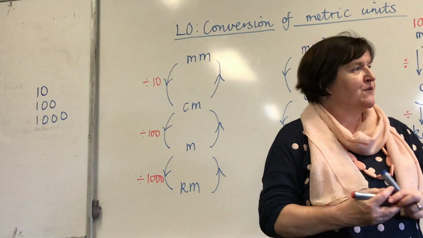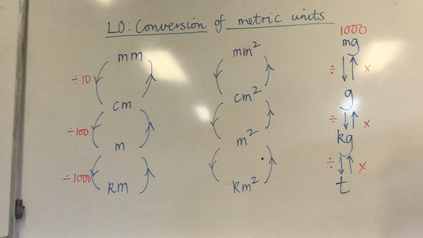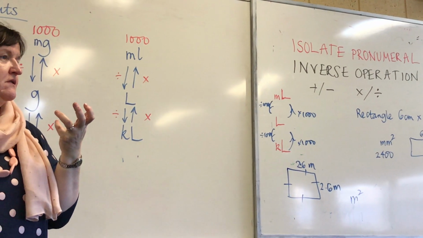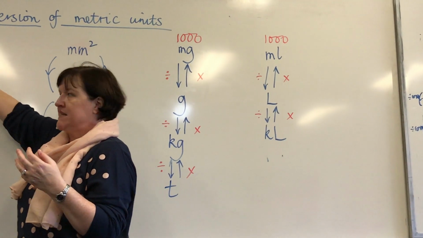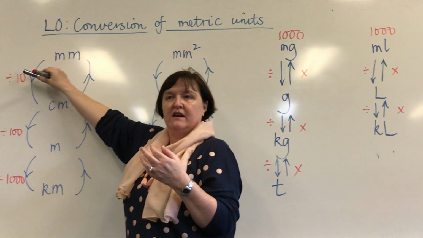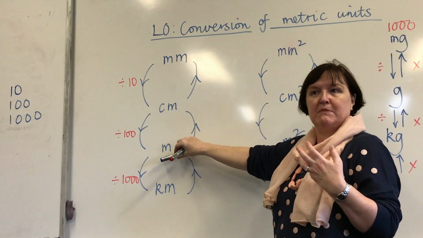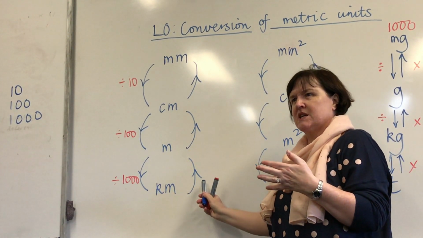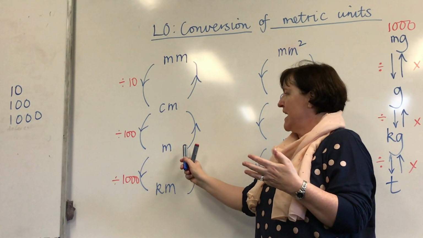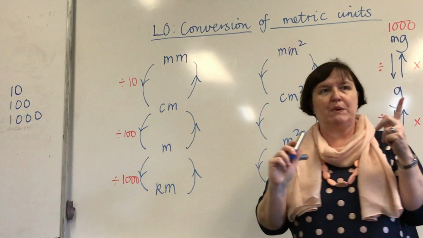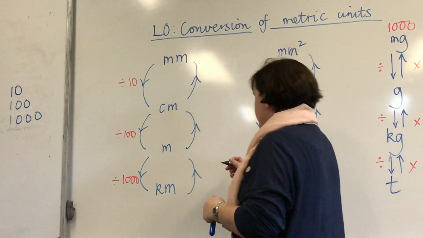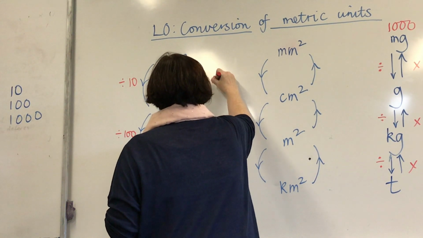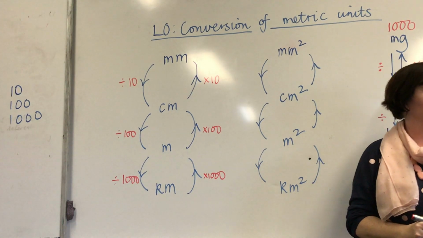Now, the beautiful thing about maths, of course, and we learnt this in our algebra topic, is the inverse operation. If the relationship between millimetres and centimetres is divide by 10, and between centimetres and metres is divide by 100 and divide by 1,000, what will the relationship between kilometres and metres be? And between metres and centimetres? Well done, we'll multiply, because that's the inverse operation. So we multiply by, again, 10, 100 and 1,000.